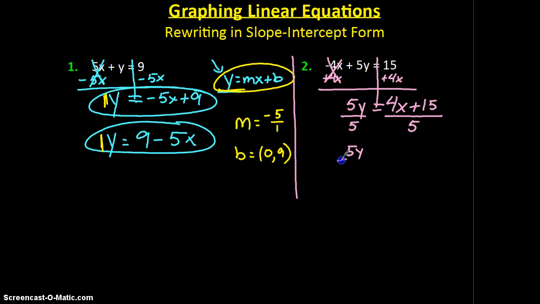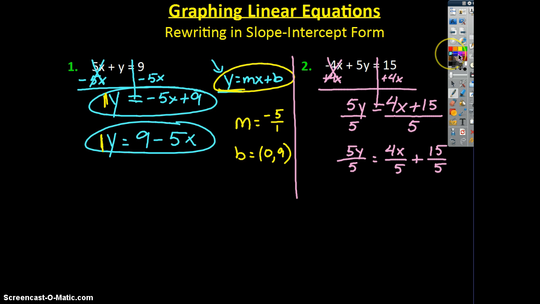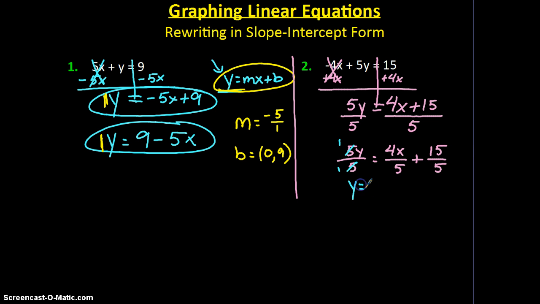This is 5y over 5. And that's equal to, technically, the 4x is over 5, as well as the 15 is over 5. Maybe that'll make it a lot easier for us to comprehend. So from here, it's a simple division problem. And we know that 5y divided by 5 is 1y. Okay, we have that 1y like in slope-intercept form. I'm going to take care of the easy stuff first. I know 15 divided by 5 is a positive 3.